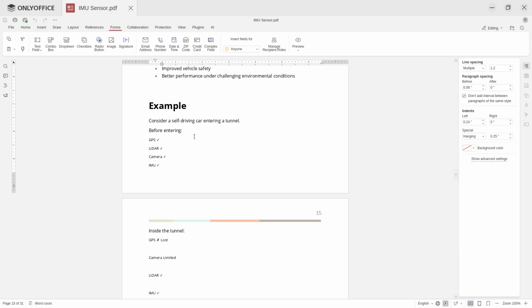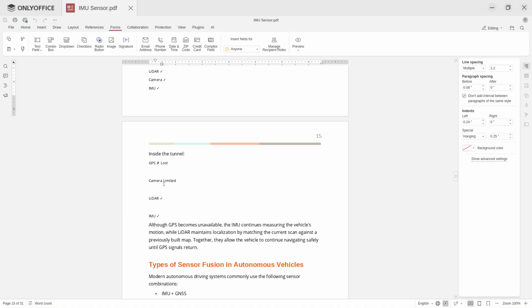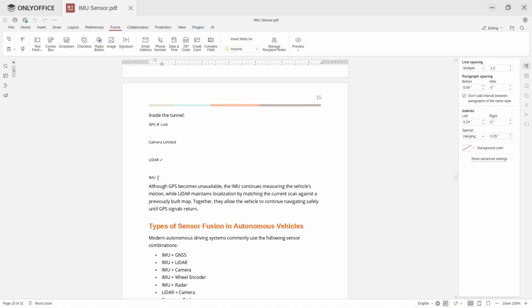Now, an example: consider a self-driving car entering a tunnel. Before entering, GPS is okay, LiDAR is okay, camera is okay, IMU is okay. Inside the tunnel, GPS is lost, camera is limited, LiDAR works, IMU works. Now the story is, although the GPS becomes unavailable, the IMU continues measuring the vehicle's motion, while LiDAR maintains localization by matching the current scan against a previously built map. Together they allow the vehicle to continue navigating safely until the signals return.